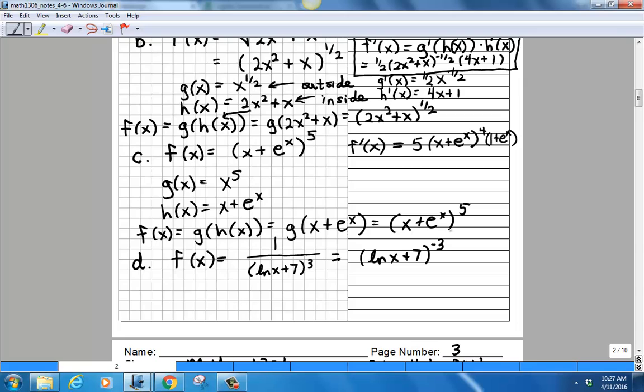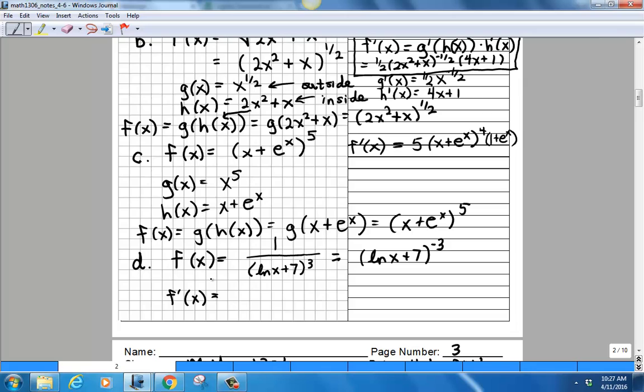But see, now when I've got it in this form, it makes it so much easier to find the derivative, because now I'm going to apply the chain rule and the power rule, both of those simultaneously. So let's start with the power rule. To find the rate of change of that expression, the power rule says I would do what?